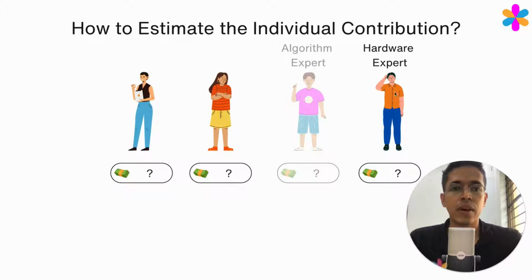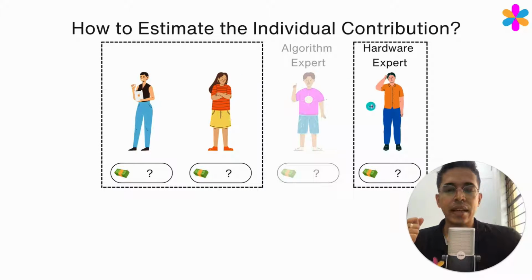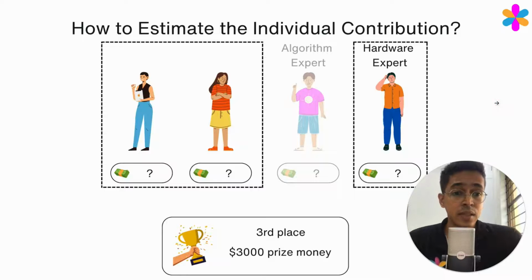So the performance of the hardware expert might depend on the performance of the algorithm expert. What this shows is these individuals have some sort of interactions or relationship with each other, which actually enhances or even decreases their performance. So if we imagine the team to have first, second, and the fourth person, the contribution of this fourth person may not be that significant because the third person is not available in the team. What this could mean is, even though this person was in the team, this time it could only win third place with only $3,000 in prize money.